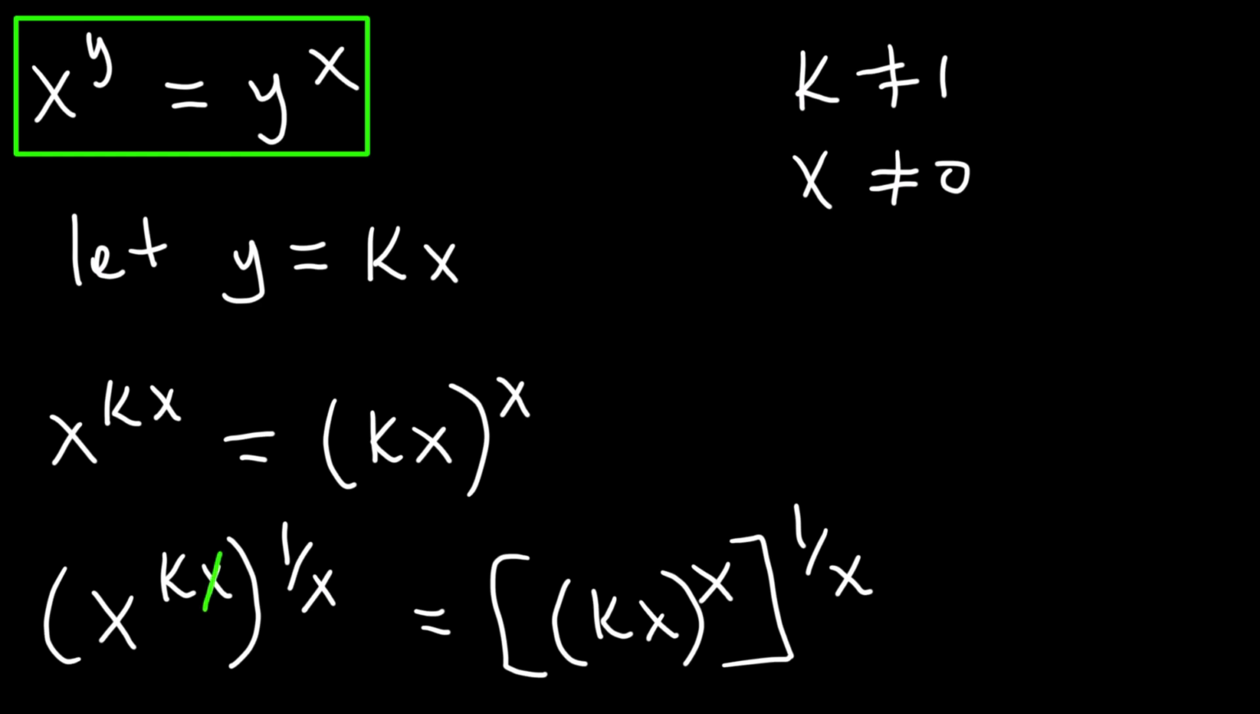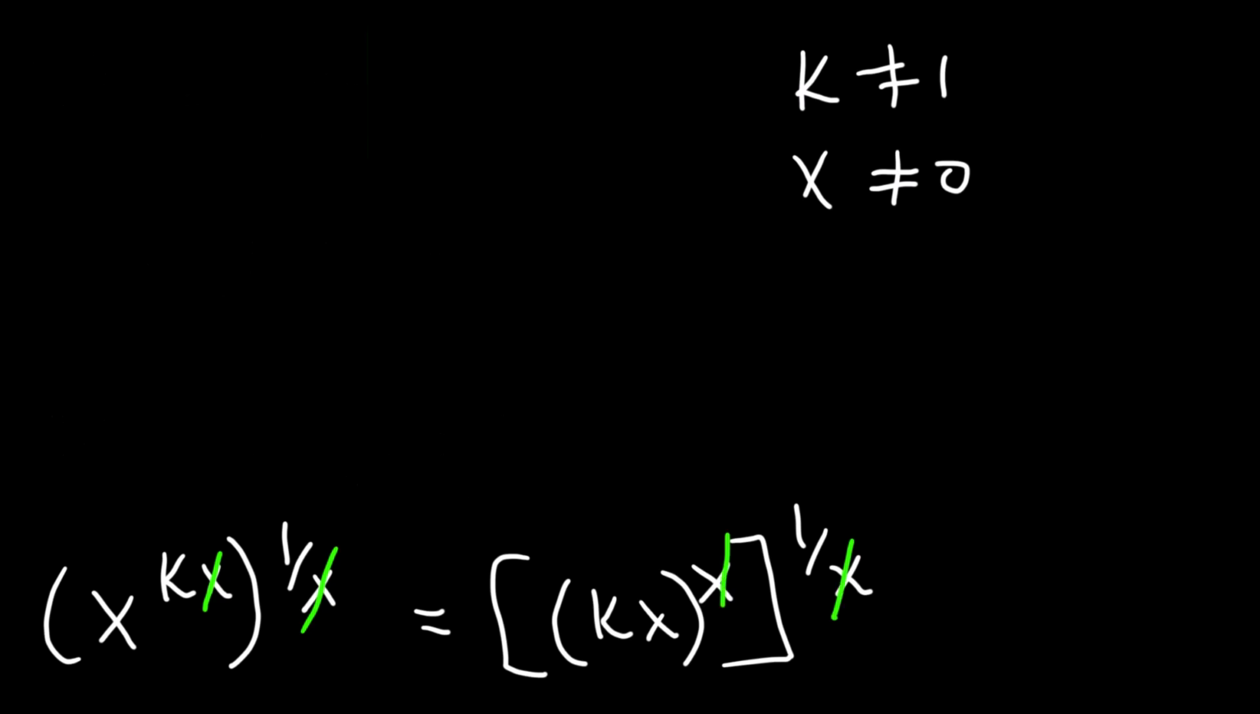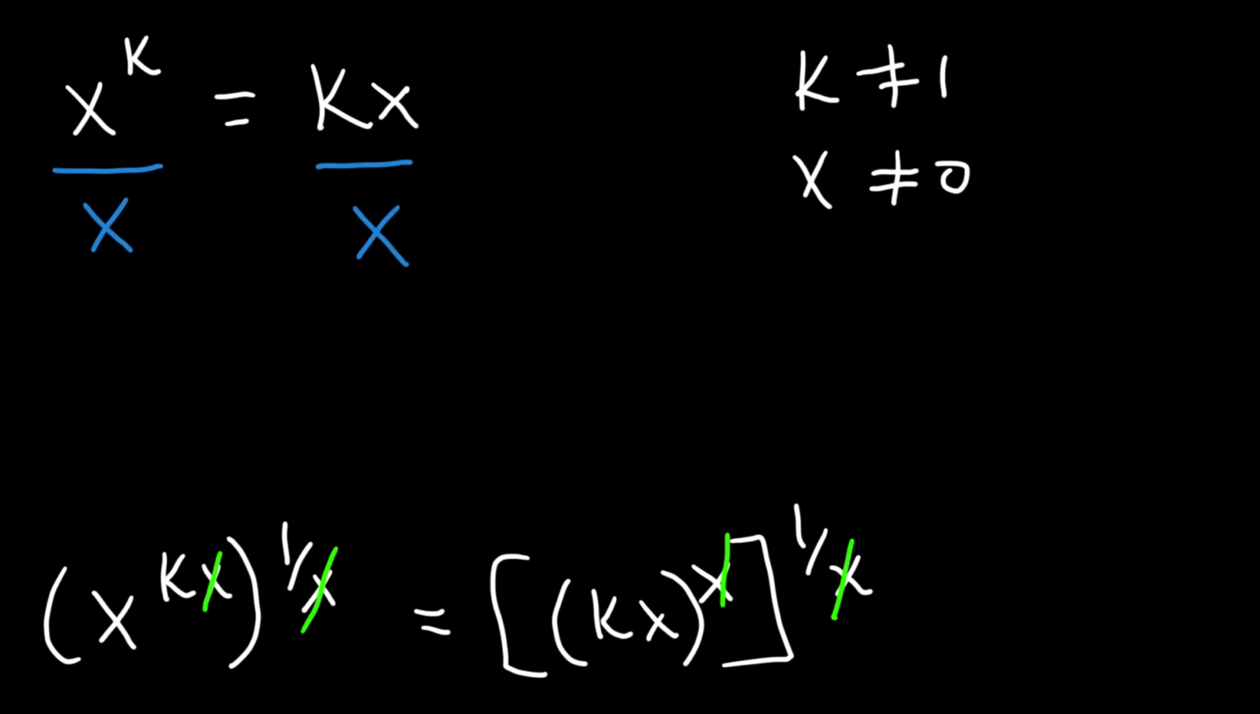Now this x will cancel with that, and also this x will cancel with that. And therefore, we shall remain with x raised to the power of k, and this will be equal to kx. And now at this point, what should we do? In order to isolate k, let's divide both sides by x. This x will cancel with that. And so we shall have x raised to the power of k, divided by x, equaling k.